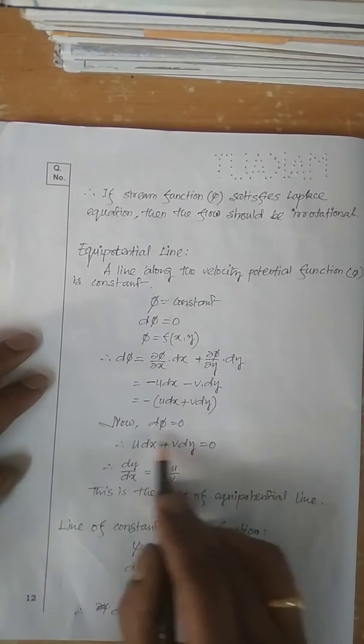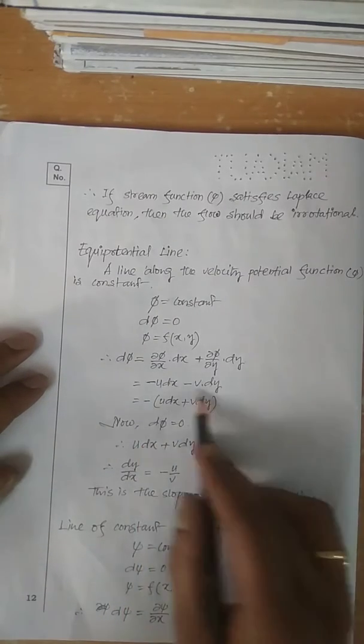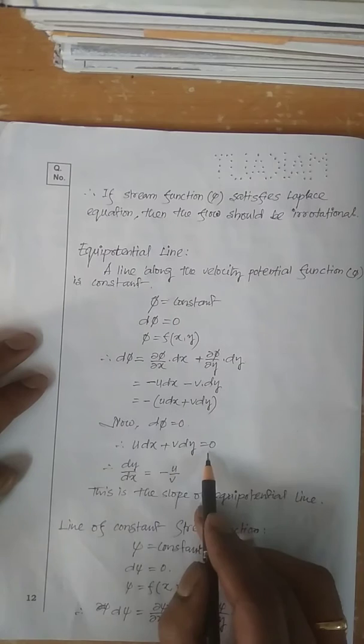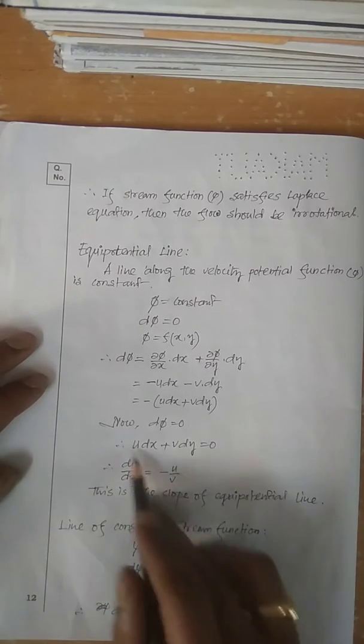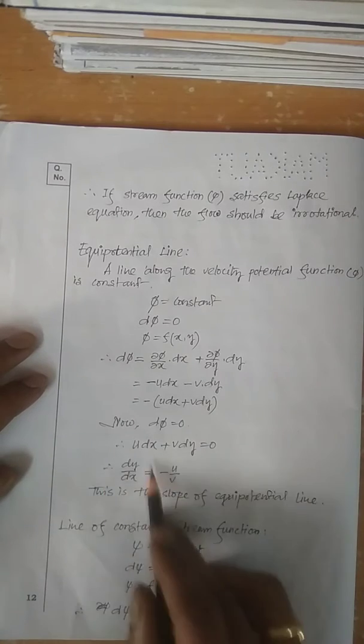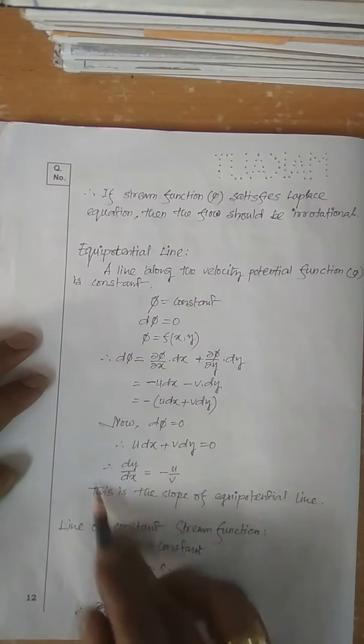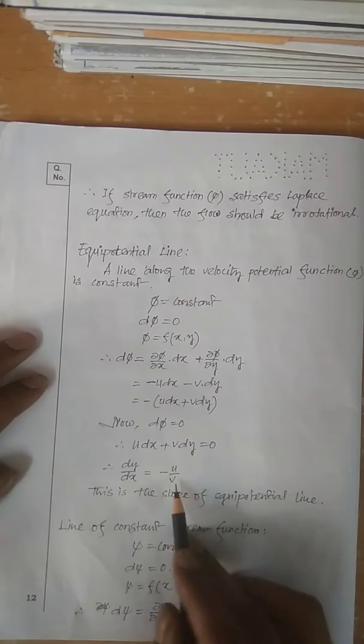Now if d phi is equal to 0, then this quantity should be equal to 0, and dy dx should be equal to minus u by v. Dy dx is the slope of the equipotential line, so the slope of the equipotential line is equal to minus u by v.